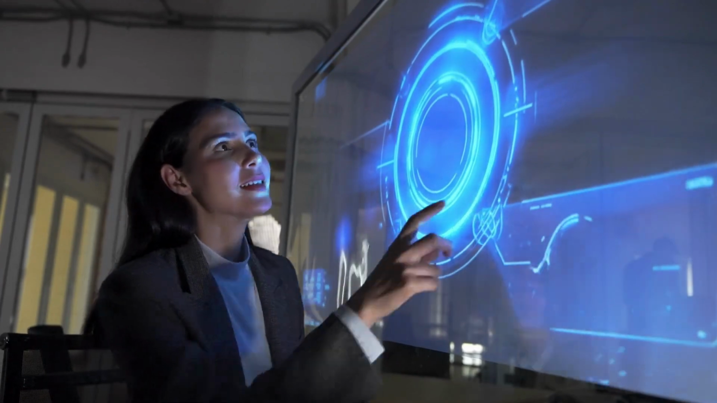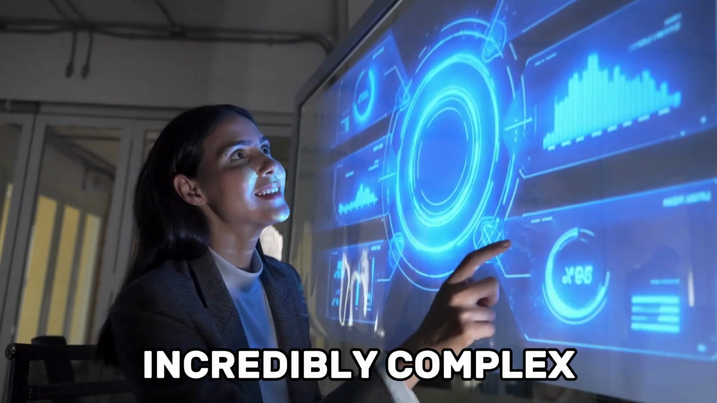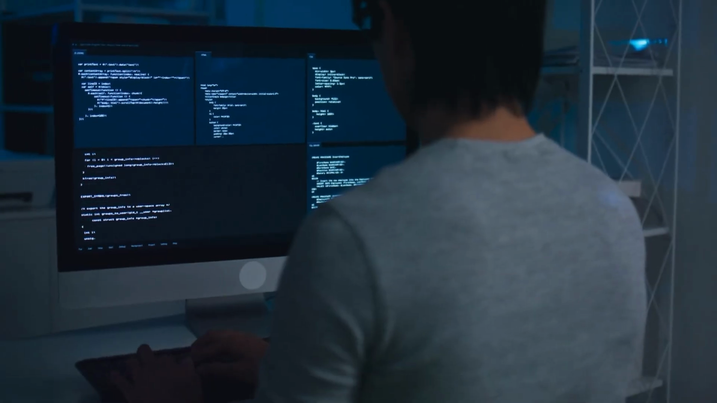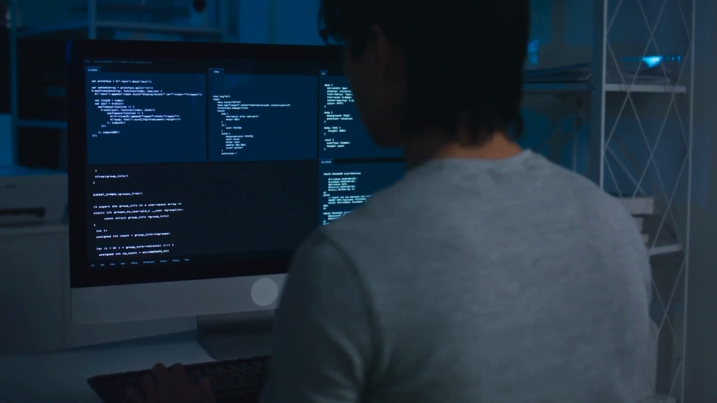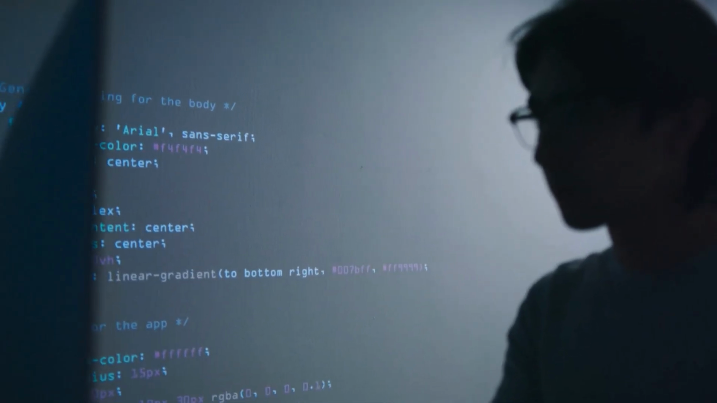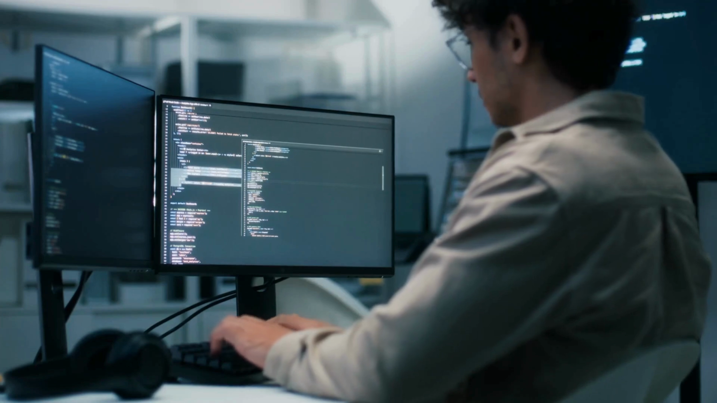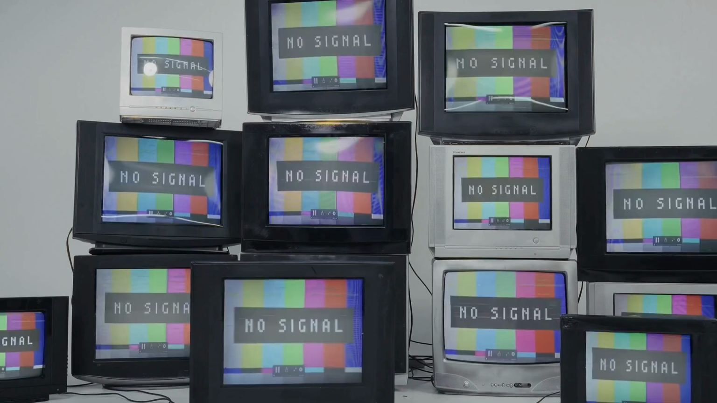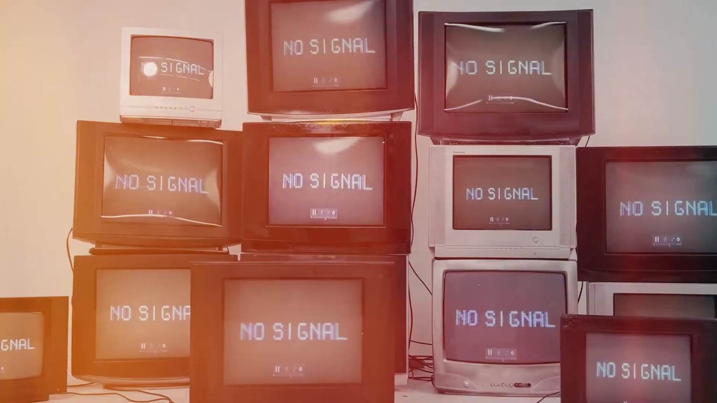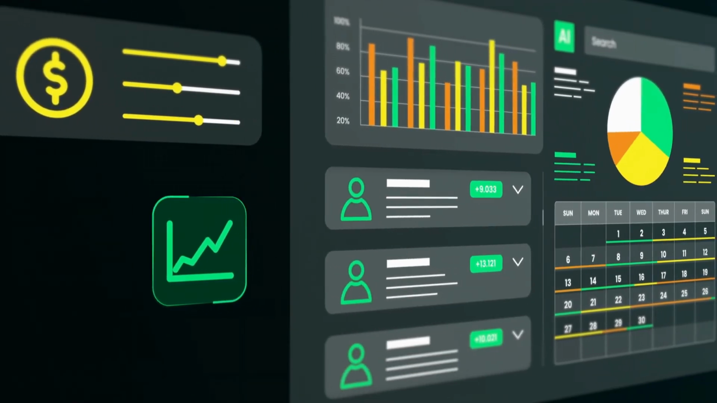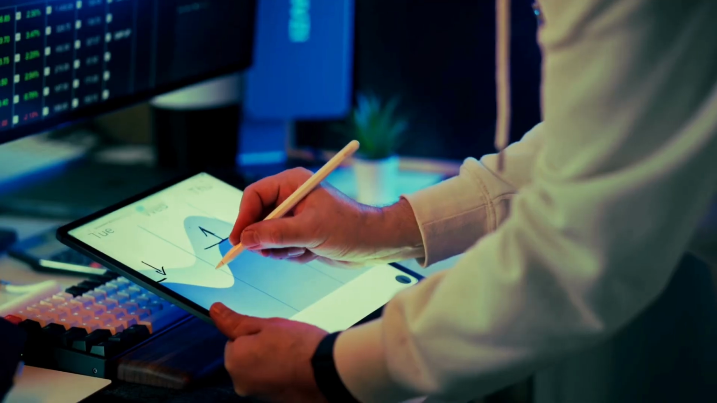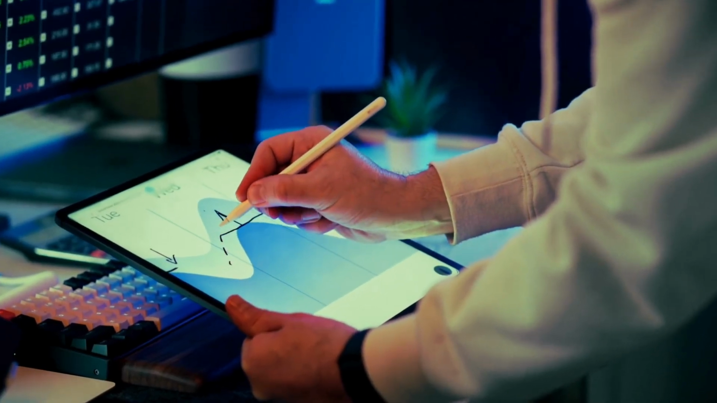Zero-day vulnerabilities exist because software is incredibly complex. Modern operating systems, browsers, and applications contain millions of lines of code, written by large teams over long periods of time. Even with testing and security reviews, mistakes slip through. These mistakes might involve memory handling errors, logic flaws, or unexpected interactions between components.